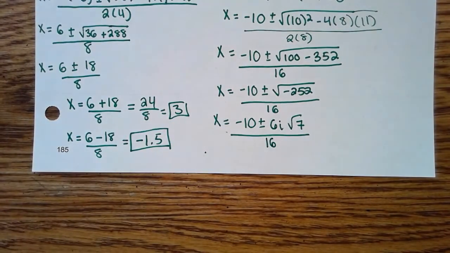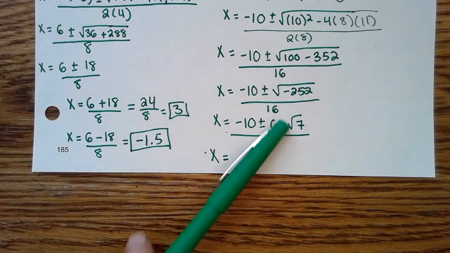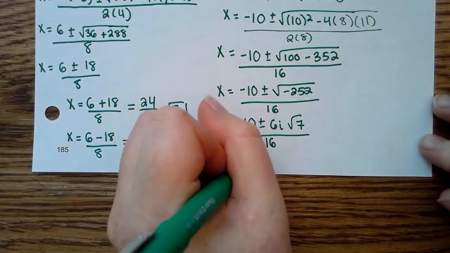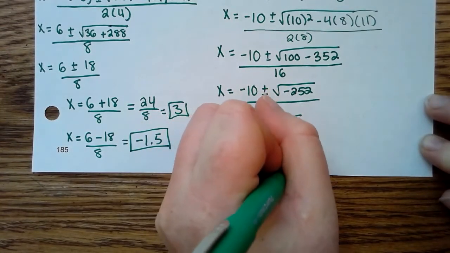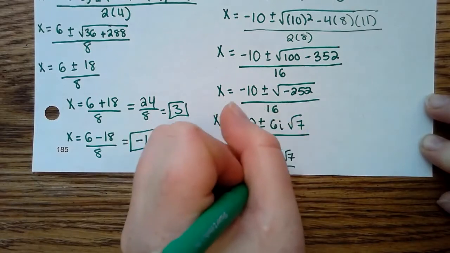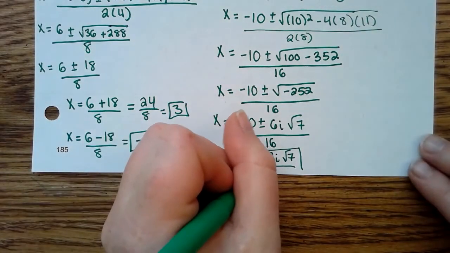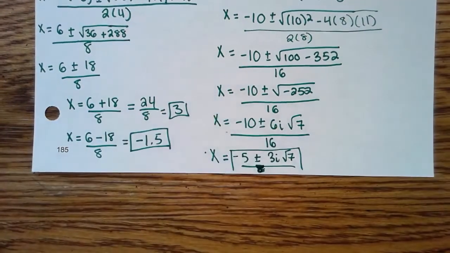Okay, you're almost done. You can go one step further because these are all even. So I'm going to divide everything by 2, and I'm going to get negative 5 plus or minus 3i root 7 all over 8. And that's how you can leave your answer. That's an 8, all over 8.